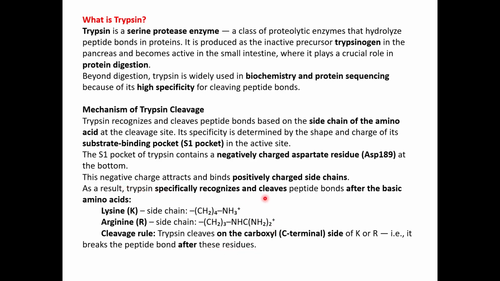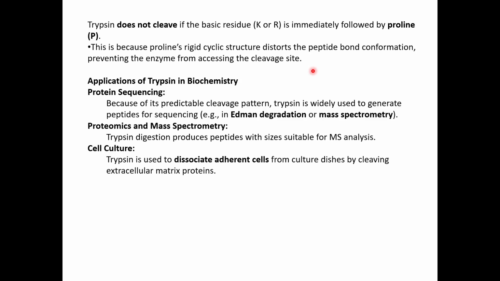So if you have a sequence of amino acids and there is a lysine residue at the fourth position or an arginine residue at the fourth position, it will cleave the peptide at that position where lysine or arginine is present. Due to this specificity, it can be used specifically to sequence proteins.